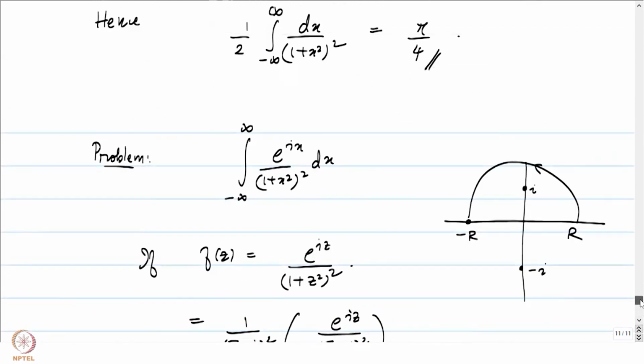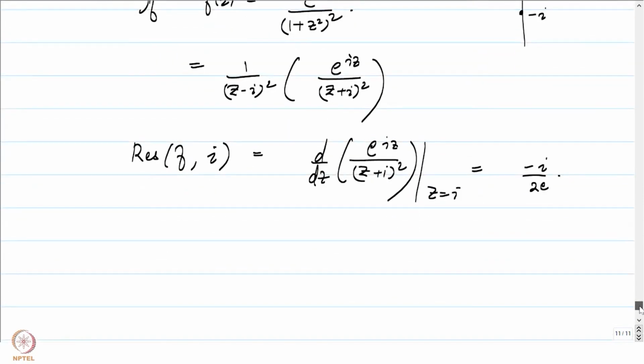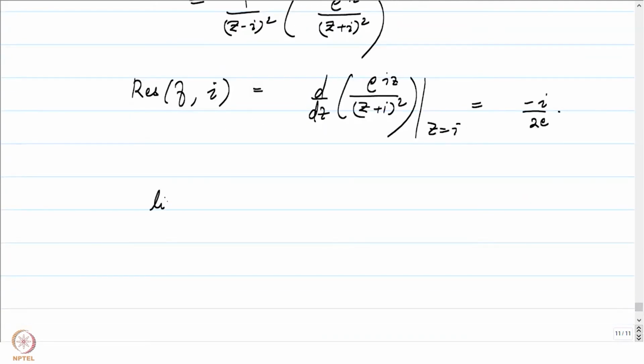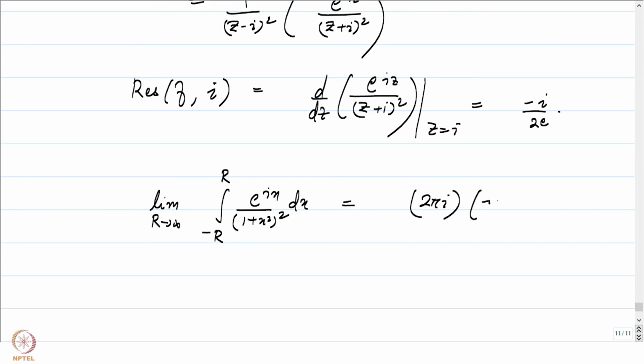So we have been using quite a lot of theory we have developed so far to conclude this. Now the limit as r goes to infinity of the integral from minus r to r, that's going to be what we are interested in, ix by 1 plus x square the whole square dx. This is going to be equal to 1 by 2 pi I times, 2 pi I times minus I by 2e, and we get this is equal to pi by e.